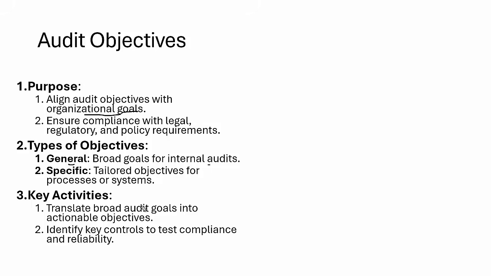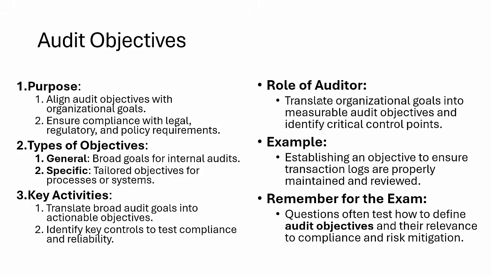The key activities translate the broad audit goals into actionable objectives, and we identify the key controls to test the compliance. So the role of an auditor is to translate the organization's goals into measurable audit objectives. We establish objectives to ensure transaction logs are properly maintained and reviewed. The question here is how to define the audit objectives and their relevance to compliance and risk mitigation. That's something we have to define.